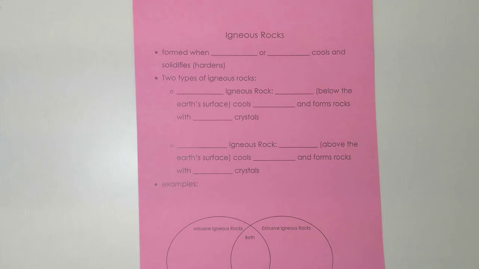The first type of rock we're going to talk about is called igneous rocks. We're going to take these notes on the pink piece of paper that you can find on the table.